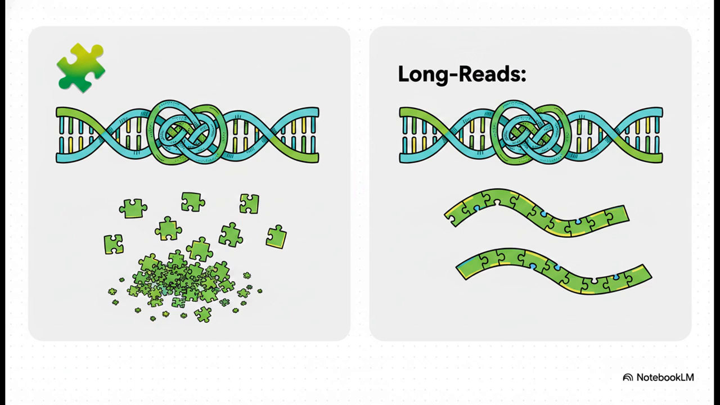You've got short-read tech on one side. It's super accurate, it's cheap, but it chops the genome into millions of tiny little pieces. Trying to assemble a genome with just short reads is like piecing together a novel that's been put through a paper shredder. It's almost impossible in the tricky, repetitive parts.